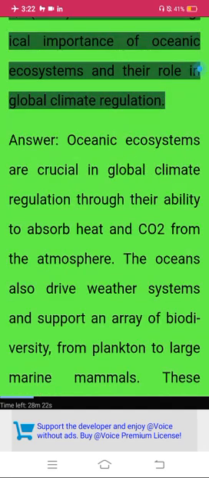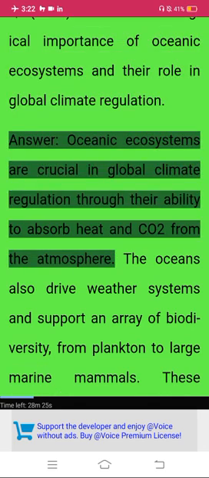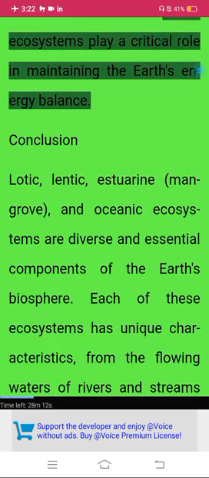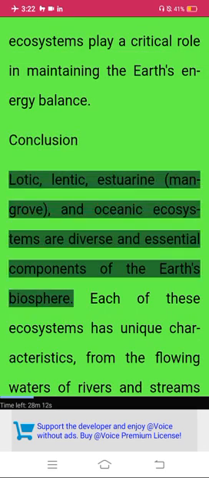Previous year question. Q4, 2019. Discuss the ecological importance of oceanic ecosystems and their role in global climate regulation. Answer. Oceanic ecosystems are crucial in global climate regulation through their ability to absorb heat and CO2 from the atmosphere. The oceans also drive weather systems and support an array of biodiversity, from plankton to large marine mammals. These ecosystems play a critical role in maintaining the Earth's energy balance. Conclusion. Lotic, lentic, estuarine, mangrove, and oceanic ecosystems are diverse and essential components of the Earth's biosphere.